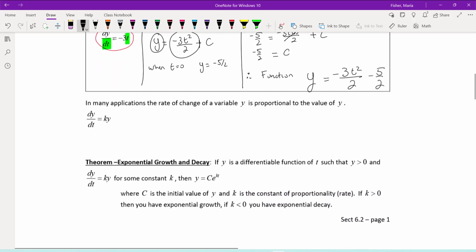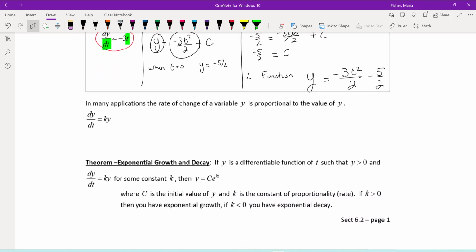Now that we've reviewed differential equations, we can get to exponential growth and decay. In many applications, the rate of change of a variable y is proportional to the value of y. Remember, rate of change just means derivative, so the rate of change in y is proportional to some value of y, so k times y.